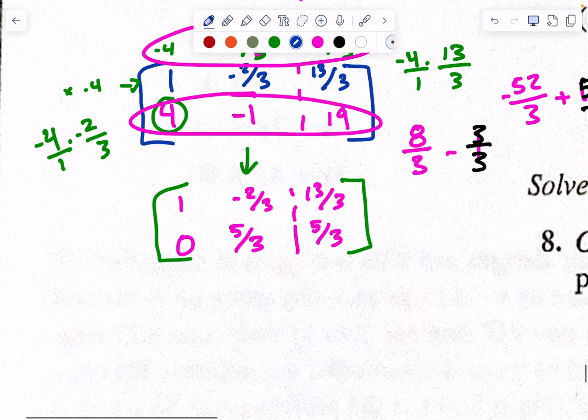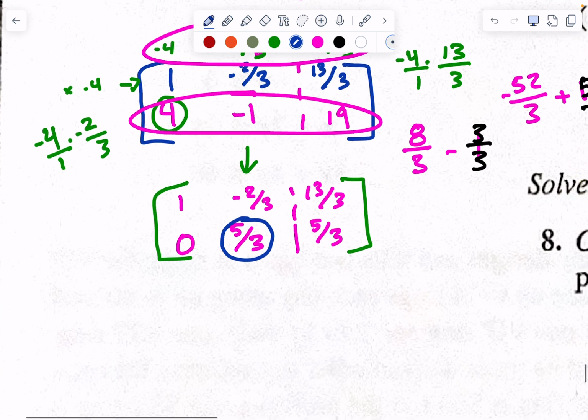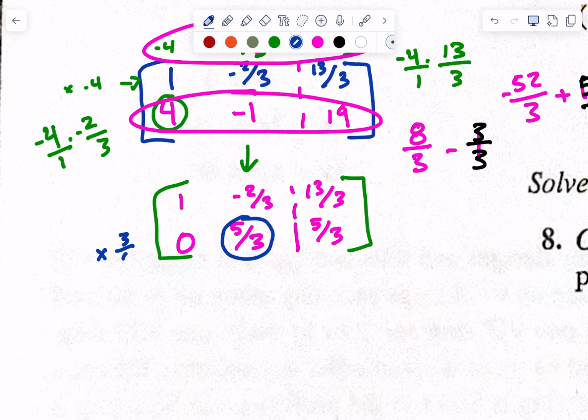Now what do we pick on? The 5/3. We want to get him to be 1, so we divide by 5/3 or multiply by 3/5. That will get him to go away.